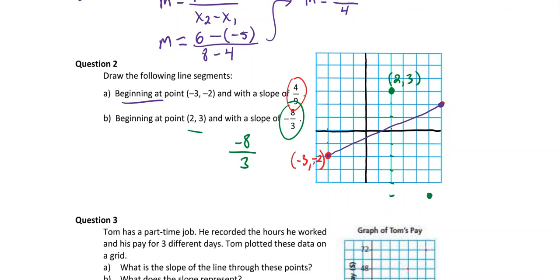Yeah, and then to the right 3. You wouldn't go backwards 3. And then connect those points.